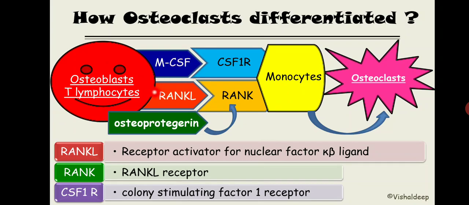Let me repeat myself. The osteoblast has only one ligand, RANKL. MCSF and osteoprotegerin are both secreted from the osteoblast. They bind with the appropriate receptor to make the necessary changes over the monocyte into the osteoclast. Got it? Now how to write it down?